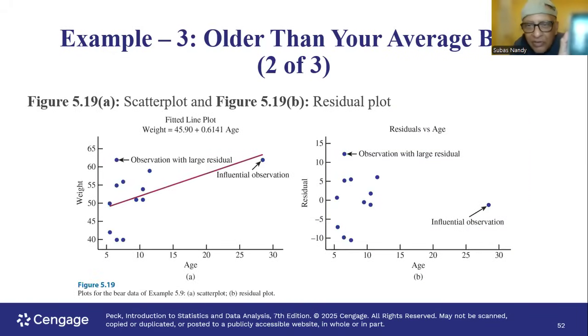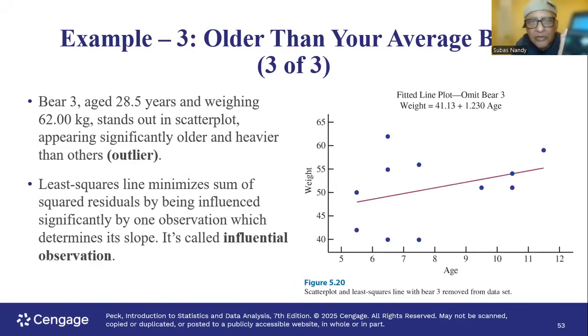Let's see. Okay. So they're finding out observation. They're saying this one is an influential point, this one is another influential observation. So remove these 2 points and redo the calculation.